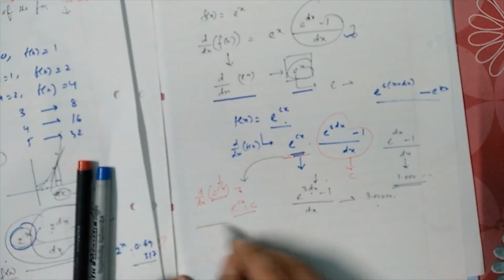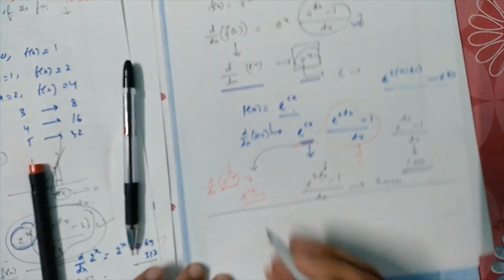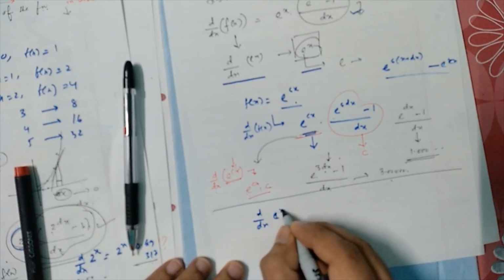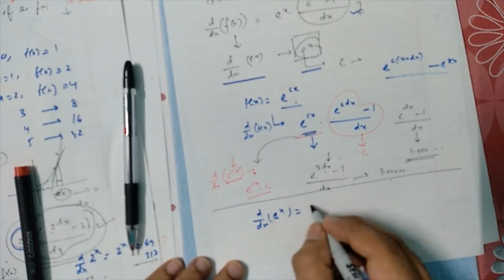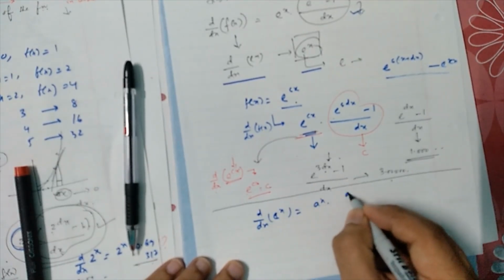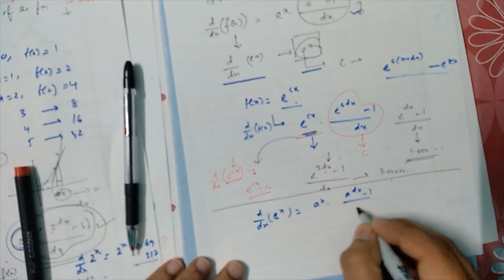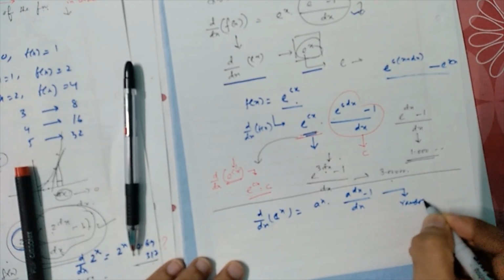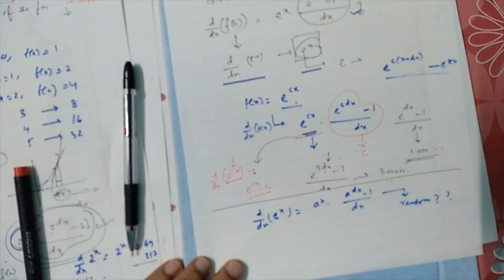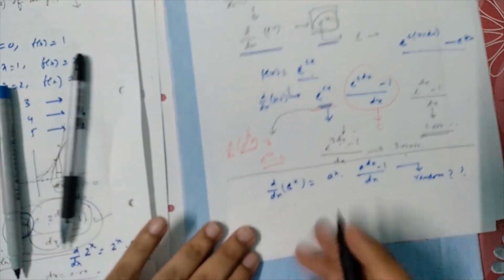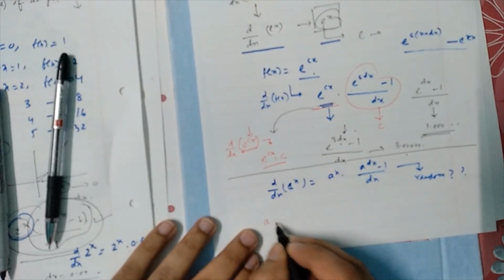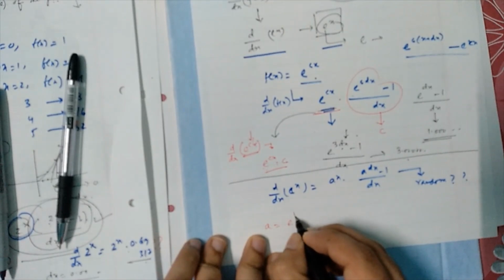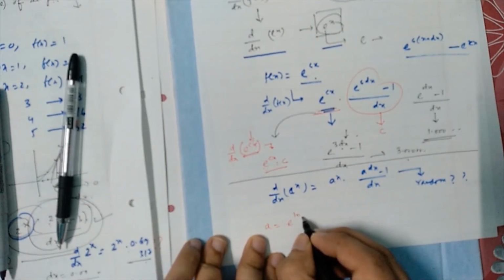Now see this. We got d/dx of a to the power x is nothing but a to the power x into (a to the power dx minus 1) by dx. Is this part random? So let's find it out. Suppose we can write a equal to how much? e to the power natural log, that means log e base 2.